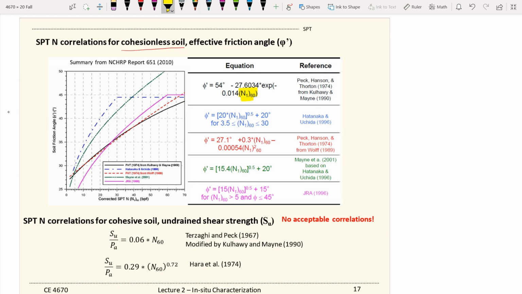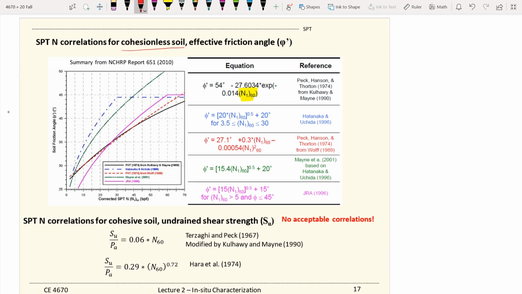So as you can tell, this highly depends on the database, and database could mean data from the United States, or data from Japan, or data from Europe. So it depends on where people get the data, and then they may have different correlations. That's one point. And also different types of equipment may change it a little bit. So that's why you see a great deal of variations right there.